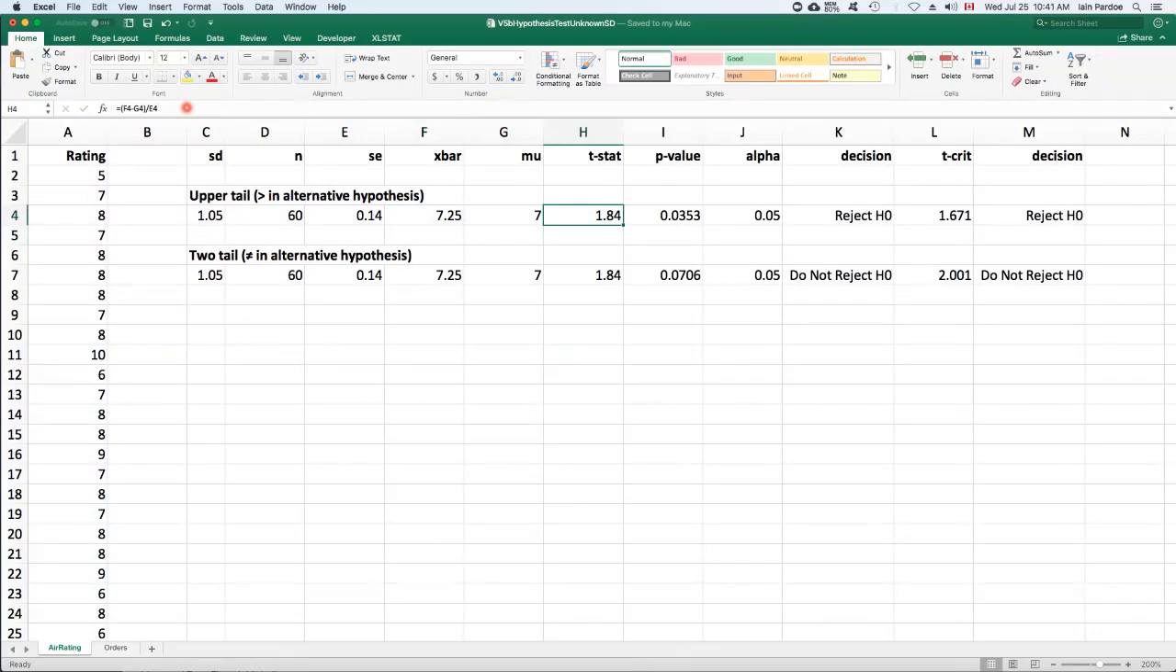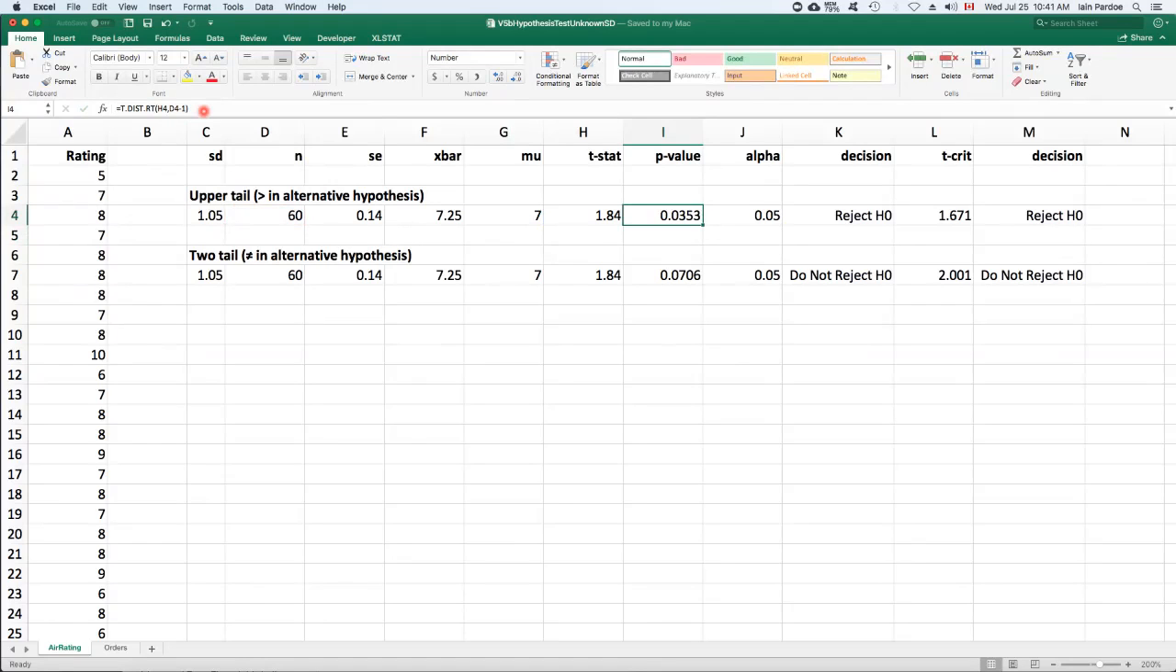That comes to 1.84. And to calculate our p-value, we're going to use a t-distribution with n-1 degrees of freedom. So n is 60, so 59 degrees of freedom. And this function is kind of nice. It'll give us the upper tail area directly. That's what the RT stands for here, right tail. So this tells us that the tail area to the right of 1.84 for a t-distribution with 59 degrees of freedom is 0.0353.